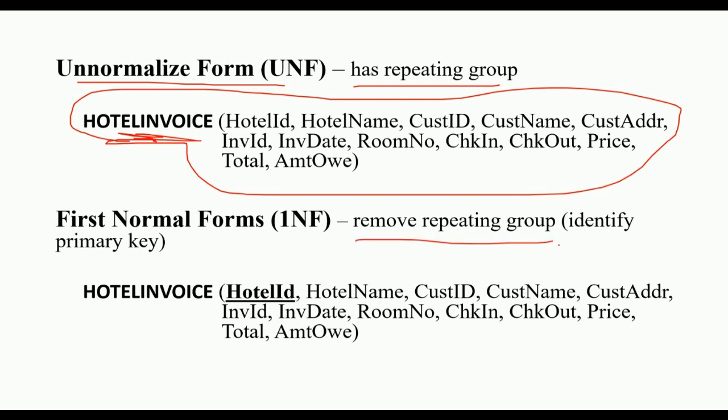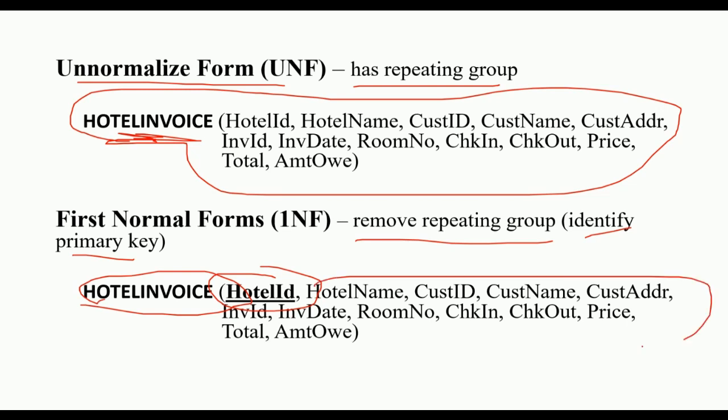First normal form is to remove the repeating group. You need to identify the primary key. So you give hotel ID. You take hotel ID as the primary key because this is the hotel relation. The rest of the attributes here depend on the primary key. So with that, we remove the repeating group.